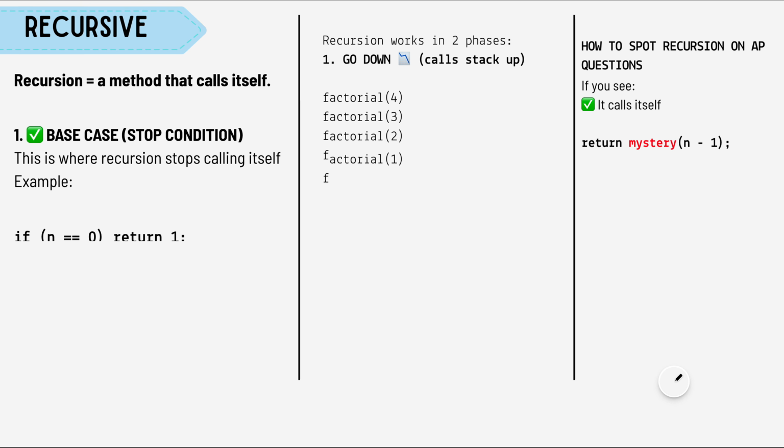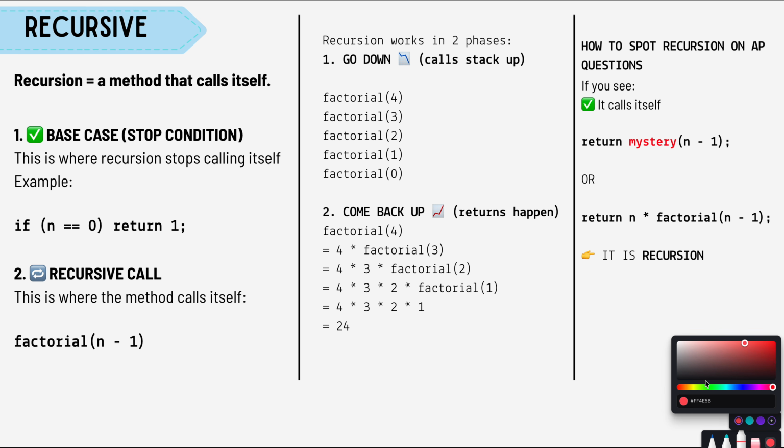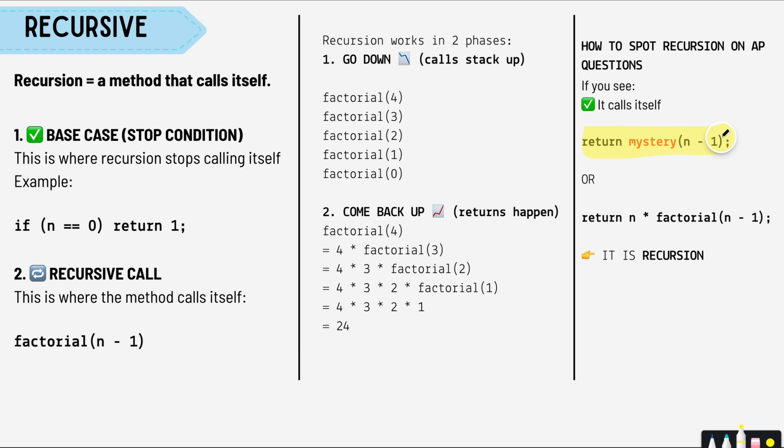Next, we have recursive methods that are mostly shown by using a return mystery. I think I still have the red color. Let's see, I feel like yellow would be pretty. Yeah, so return mystery is the most common type of recursion method. So recursion is basically where you have a base case and a recursive call that just keeps calling the method again and again. So an example for that is this factorial.